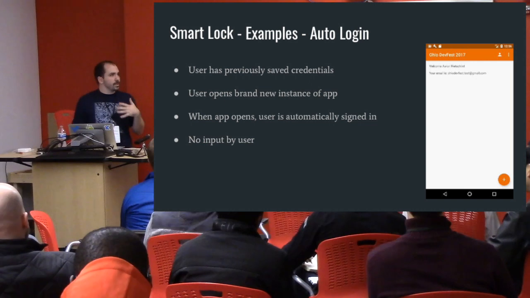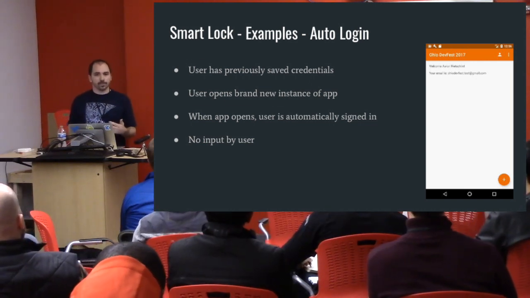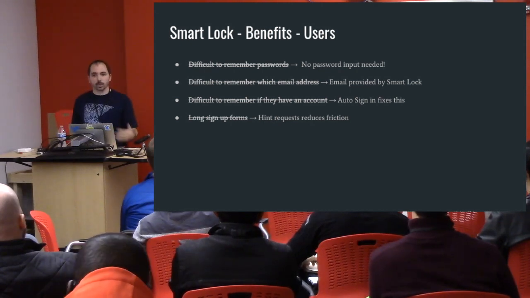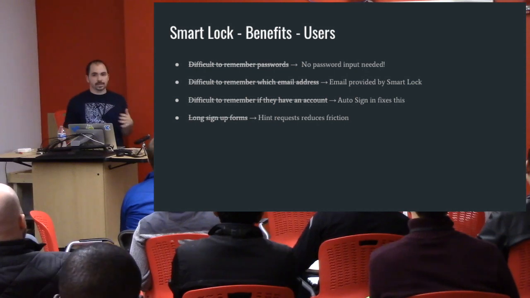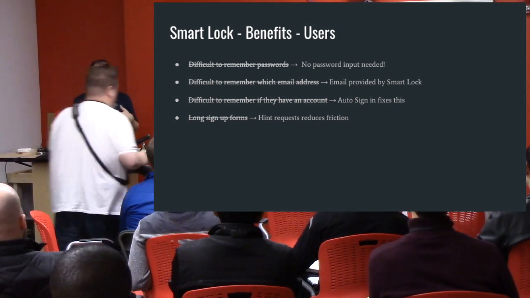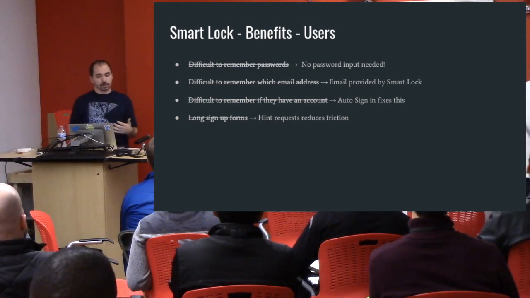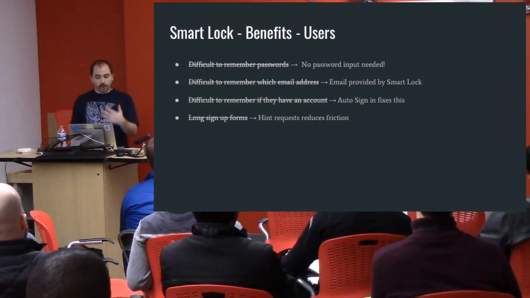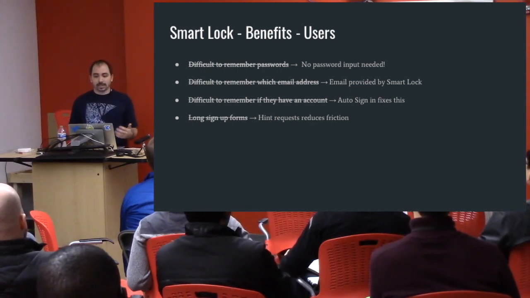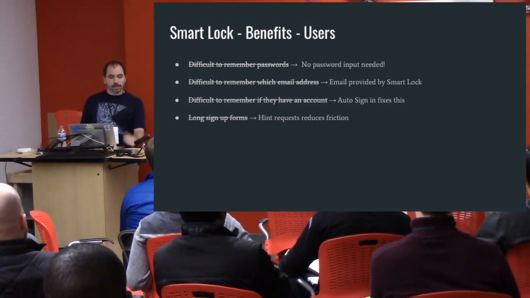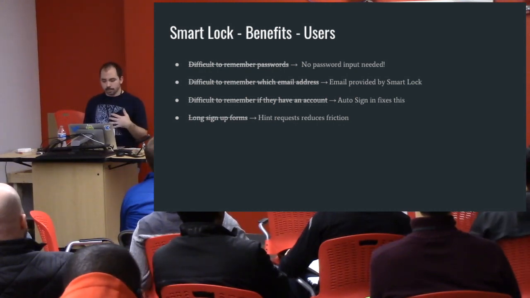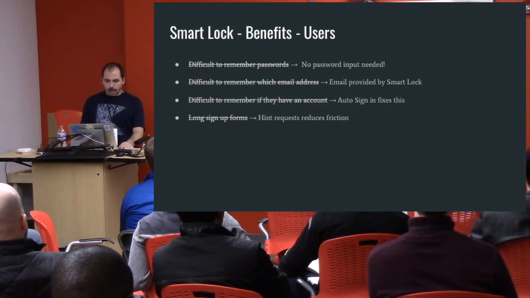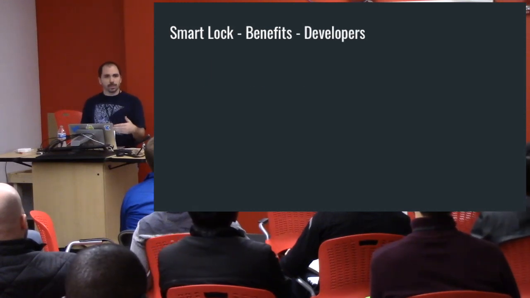You can see how beneficial it is for adding Smart Lock for your users. Earlier we saw this slide about how it's difficult to remember passwords, emails, whether or not they have an account. All of this is negated by Smart Lock, right? With passwords, there's really no password input needed with the auto sign-in feature. When it comes to an email address, the email address is provided by Google. When it comes to whether or not they have an account, auto sign-in fixes that by automatically signing them in when possible. And the long sign-in forms are reduced because of the hint request, so some of the data is automatically filled out for you. So that really just shows the benefits for users.